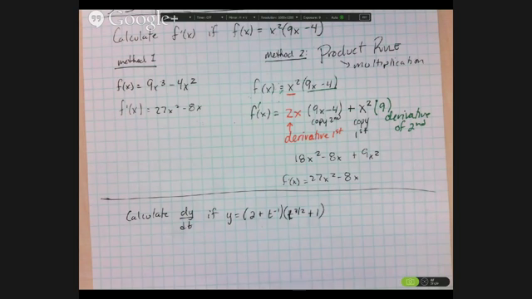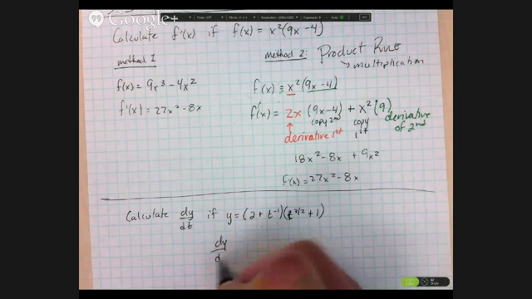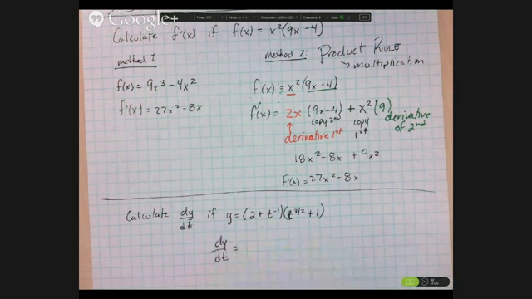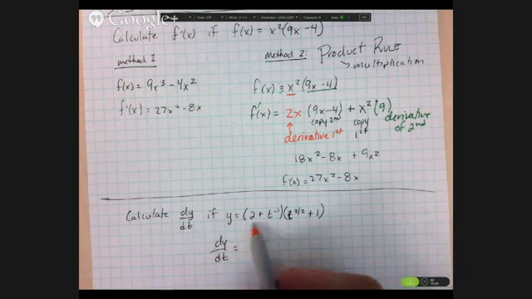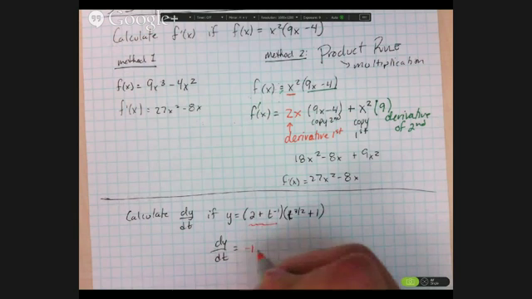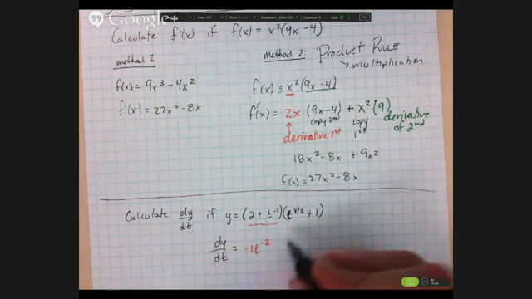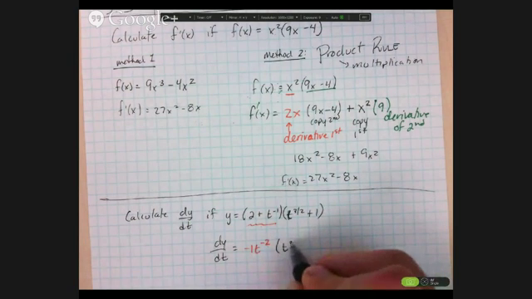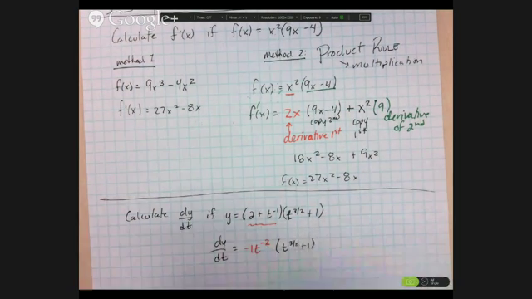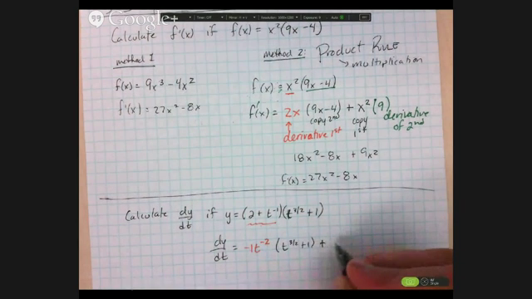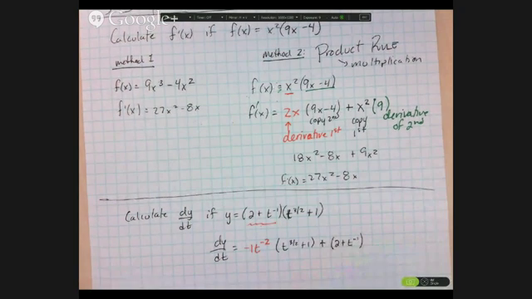Okay, what's the derivative of the first? Negative t to the negative second. Then copy the second. Plus. I know, I hate it. Times 2.